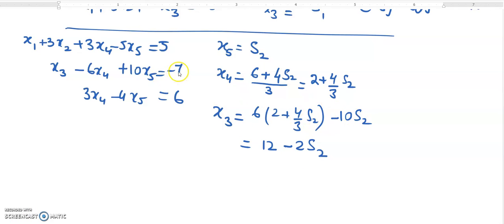Yeah, but actually minus 7 was also here, so I should add minus 7. So 12 minus 7 is 5. Okay, so x3 should be 5 minus 2s2.